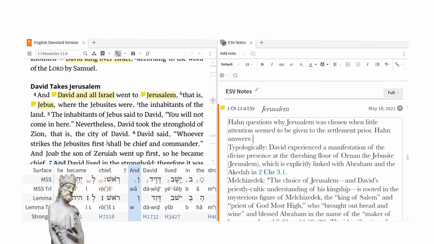And Scott Hahn answers, one, typologically. David experienced a manifestation of the divine presence at the threshing floor of Ornan the Jebusite, which is, of course, Jerusalem. And he's referring to 1 Chronicles 21, which we haven't got to yet, obviously, which is explicitly linked with Abraham and the Akedah in 2 Chronicles 3:1. So if you looked at that passage, it mentions Mount Moriah, and the only other mention of Mount Moriah in the Bible is Genesis 22, the binding of Isaac.